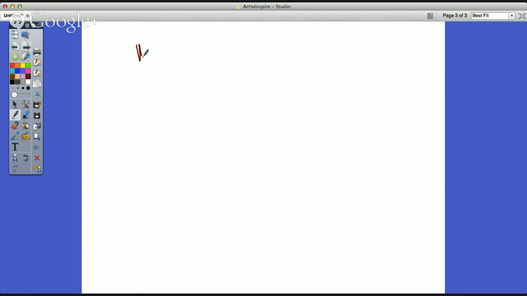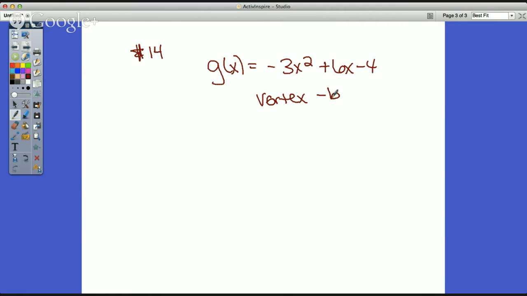The next one we're going to look at is number 14, and it's determine whether it is a maximum or a minimum. And what it has is g of x is equal to negative 3x squared plus 6x minus 4. So my vertex will be negative b over 2a. Well, b is 6, so we'll have negative 6 over, and remember a is negative 3. Make sure you take that sign there. So 2 times negative 3. So negative 6 over negative 6 equals positive 1.